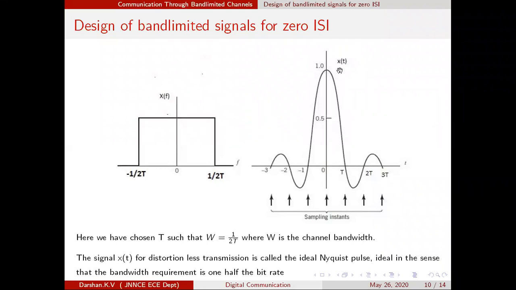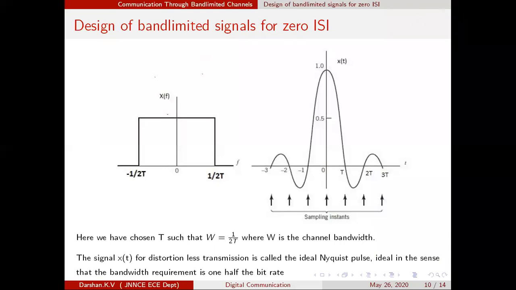So this one is, yes, a sinc pulse, that is true, but it is also given another name, which is called the ideal Nyquist pulse. You can call it sinc, that is okay, but there is another name, the ideal Nyquist pulse. Why Nyquist? Because you know the Nyquist criteria.